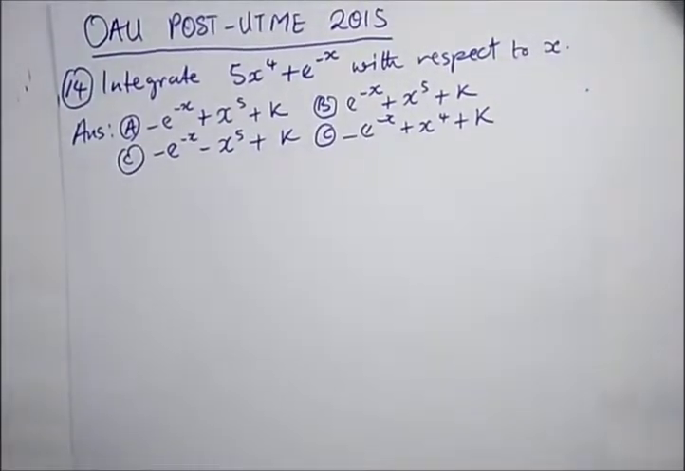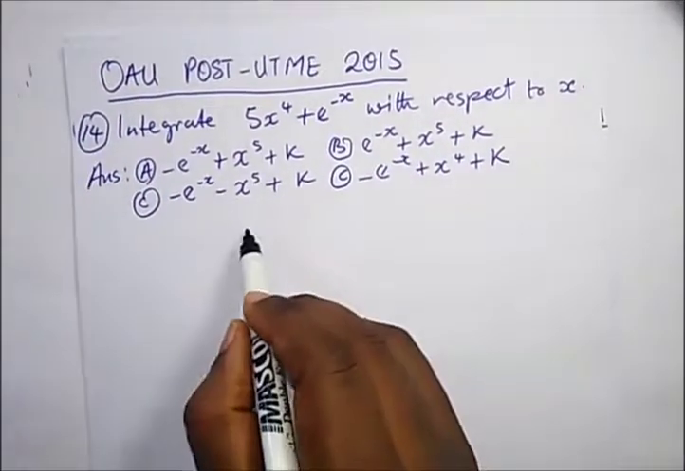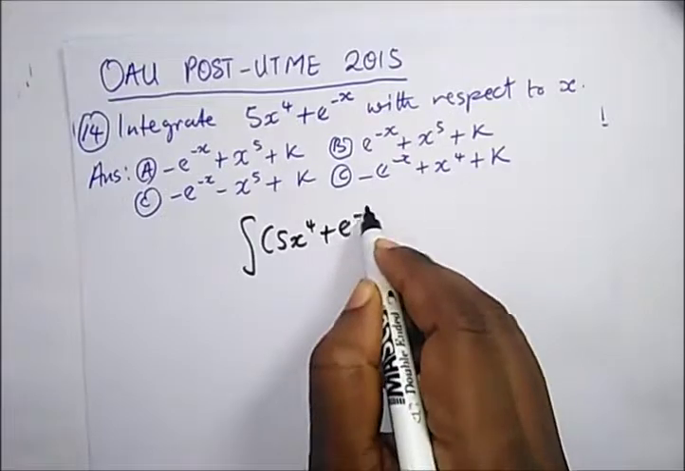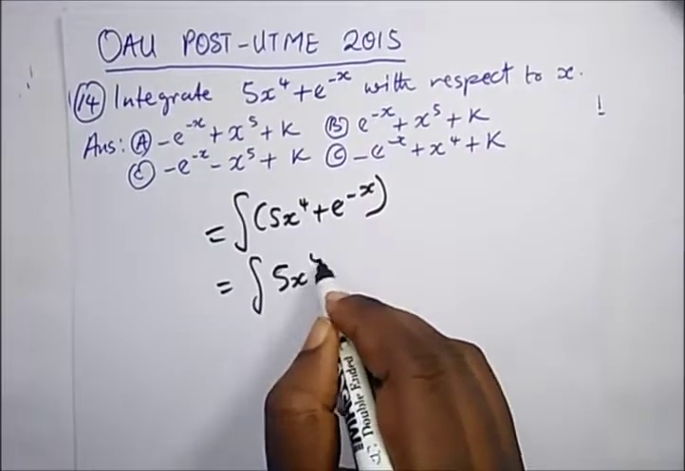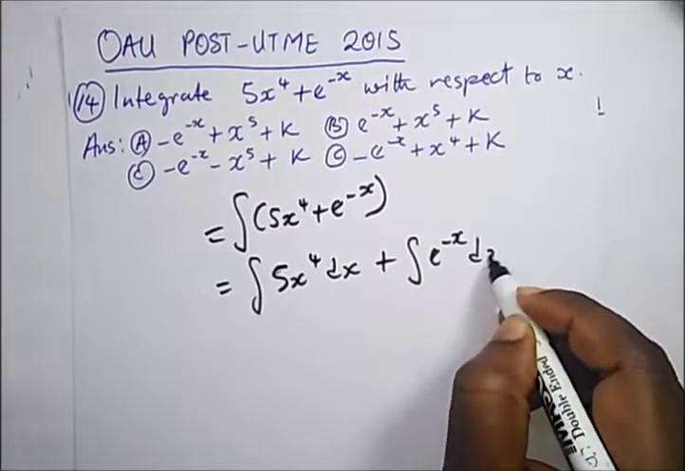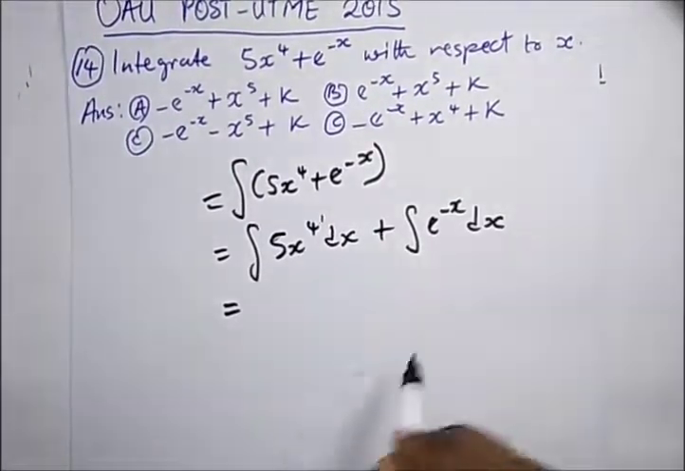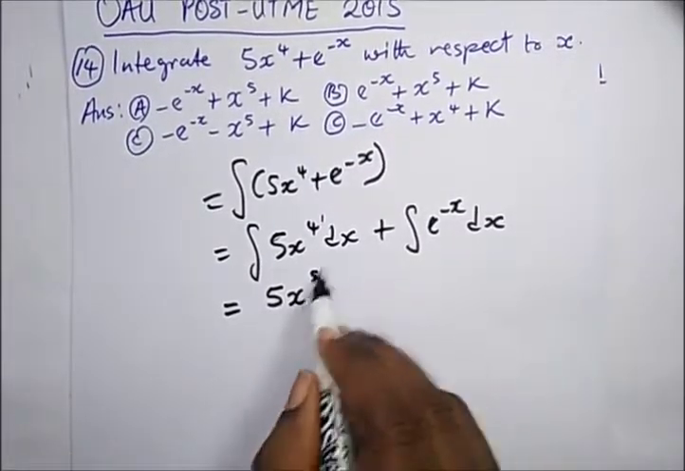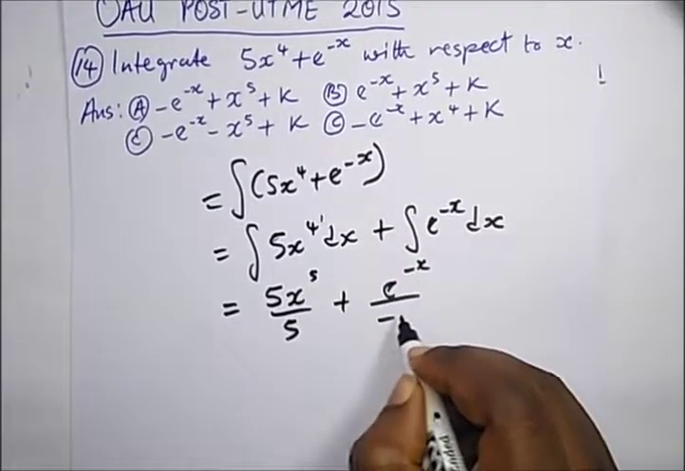Our next question says, integrate with respect to x, this. You can see integration is also further maths. So when we have this 5x raised to the power 4 plus e to the minus x, integrating this, what do we have? The integral of 5x to the 4 plus the integral of e to the minus x dx. The integral of this is, plus 1, when you add it, that's a 5, so divide by 5. So we have 5 times x raised to the power 5 over 5, plus this will give us e to the minus x over minus 1.